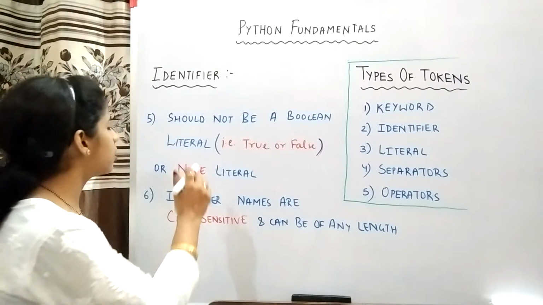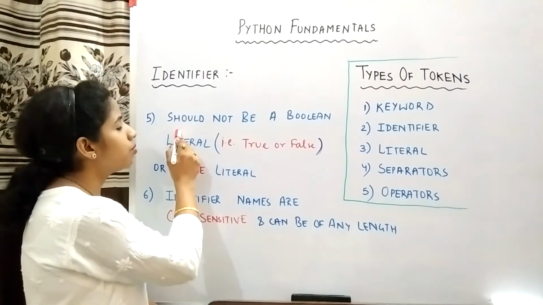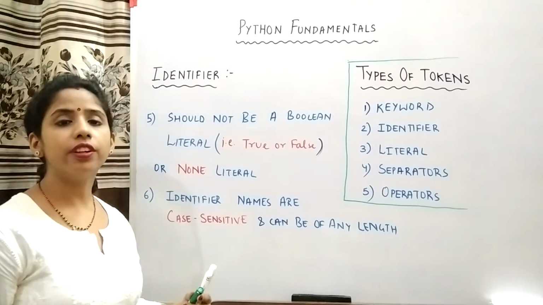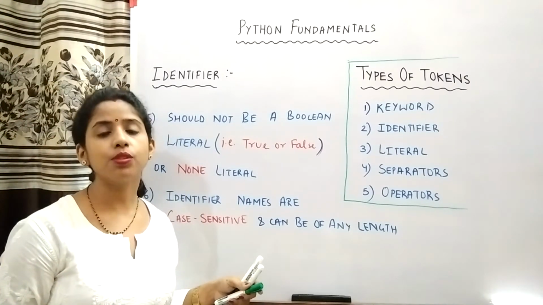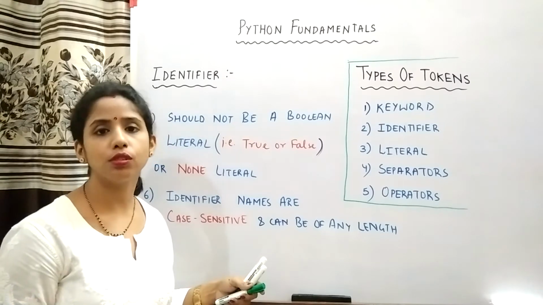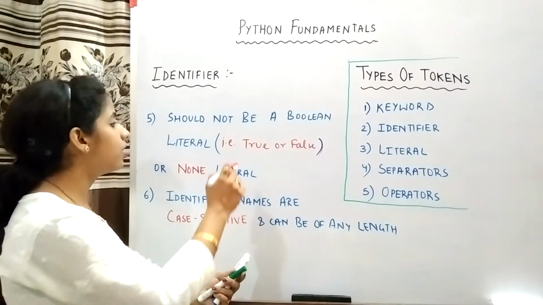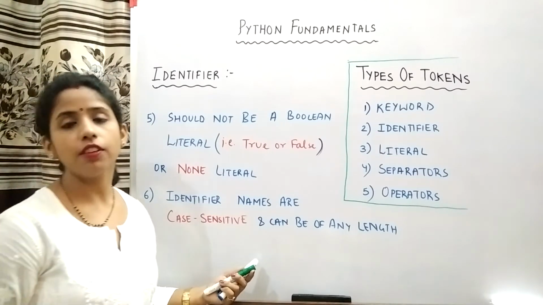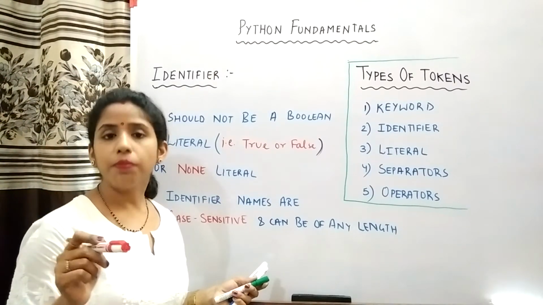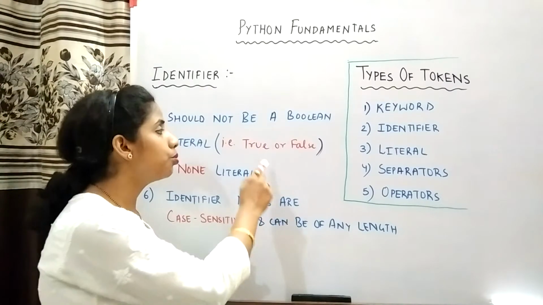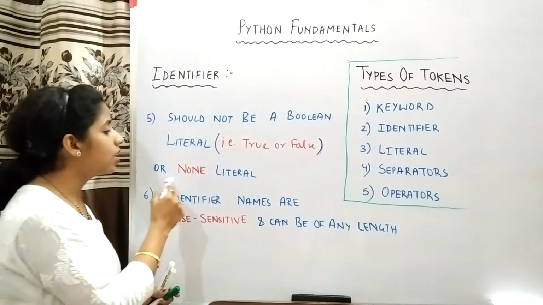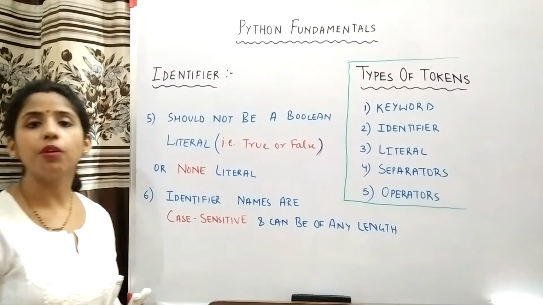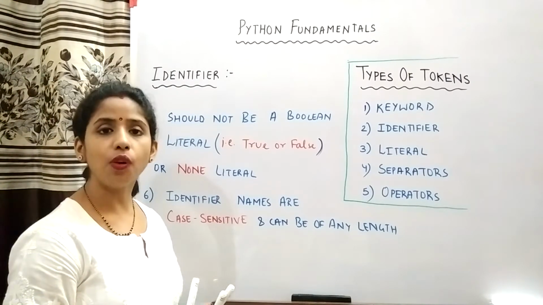Then the next point is that identifier name should not be a boolean literal or a none literal. Children, you already know that there are two boolean values, and in the same way in Python also we have those two values, and they are represented as True or False. Therefore your variable name should not be similar to True or False, and there is another value called None. You should not keep the name of your identifier as None also.